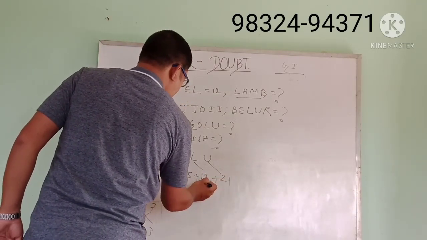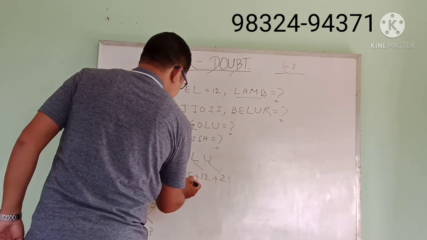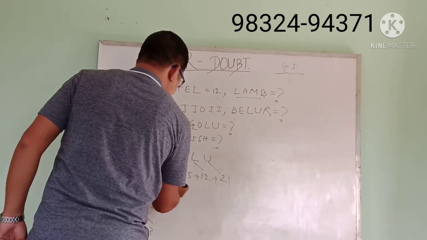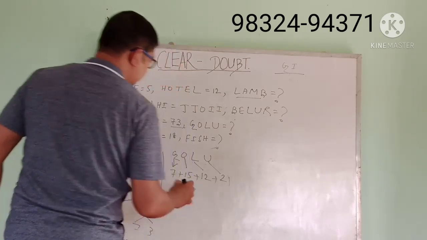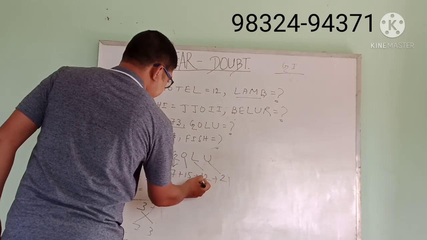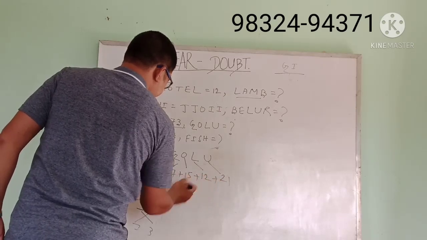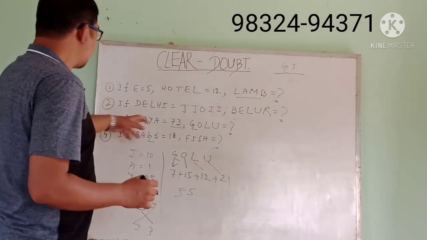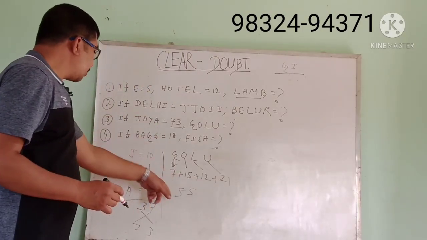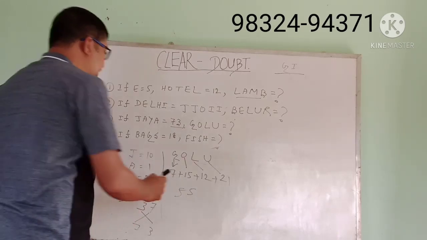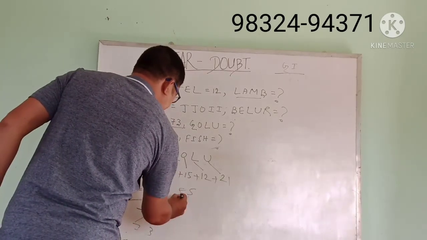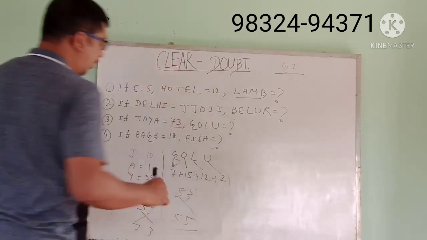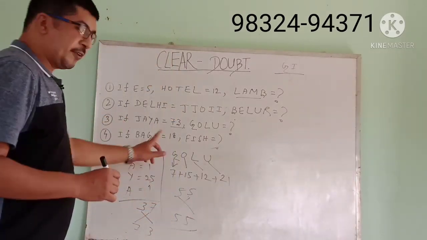1 plus 2 is 3. 3 plus 5 is 8. 8 plus 7 is 15, carry 1. 1 plus 2 plus 1 is 4, and 5 gives 55. Whatever calculation we did for Joya, the same calculation we do for GOLU. Interchanging the positions of 55, 5 is there on both sides, so there is no change. The value of GOLU is 55.